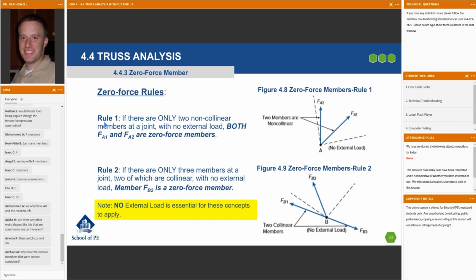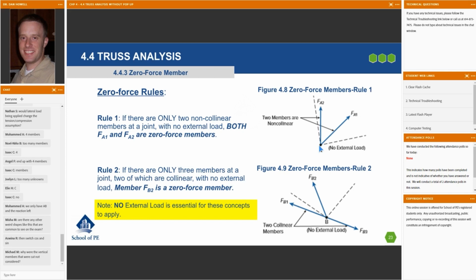Rule 1 says only 2 members at the joint. Does that work for 3, 4, 5? Nope, 2 only. With no external load being applied, both of them go to 0. The dashed line in the figure is just to show a 90-degree angle, to tell you that it doesn't matter what the angle between them is. 2 members at the joint, no force. They both go to 0. Easy peasy.